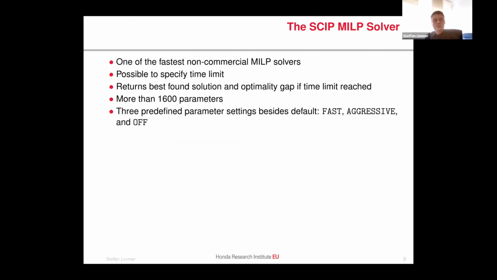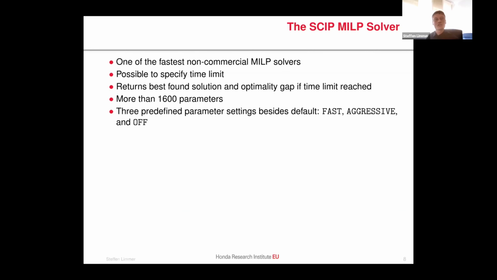And we tuned the parameters of SCIP. SCIP is one of the fastest non-commercial mixed integer linear programming solvers, if not the fastest. Nevertheless, solving a given problem can take a long time. That's why it's possible to specify a time limit for the solving process. And if no exact solution is found within the time limit, SCIP returns the best solution found so far, together with an optimality gap, which is an upper bound for the percentage gap to the global optimum.